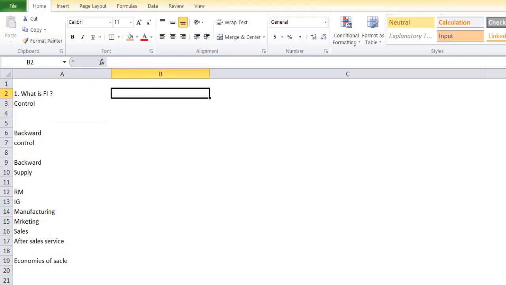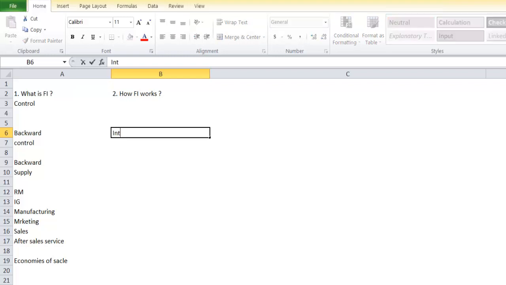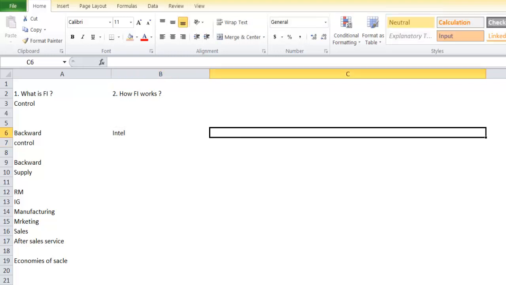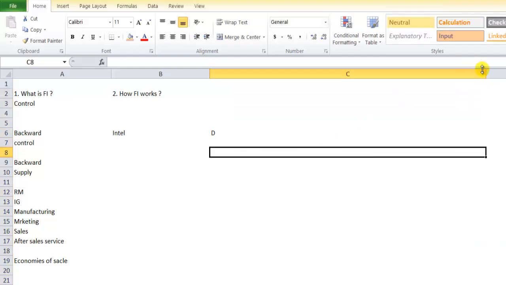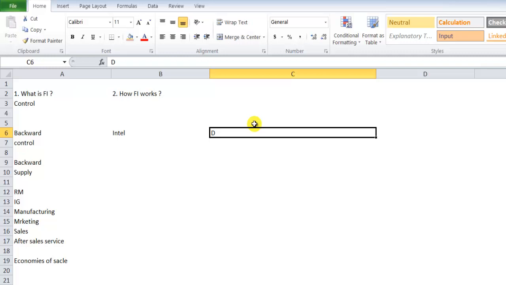Now, second, how forward integration exactly works. Let's take an example to make you understand. Let's say there's a company called Intel, and we all know what Intel does. The chip which they prepare goes inside a computer, which is what we call the Intel Inside Core i5 processor, i3 processor, i7 processor, and so on and so forth.